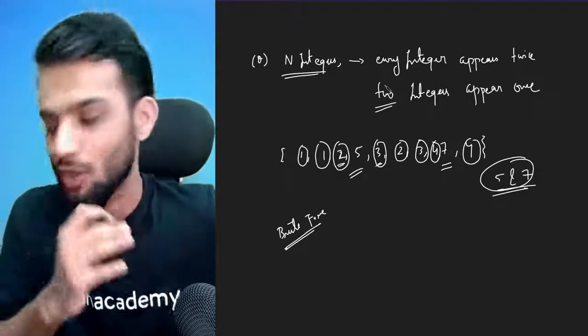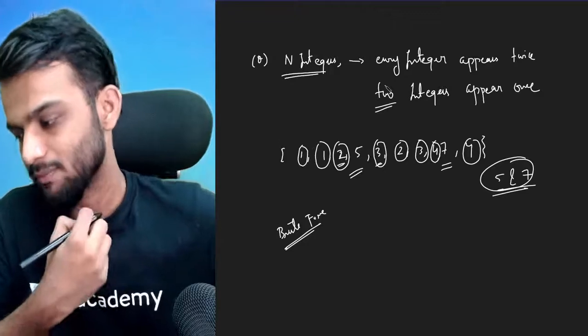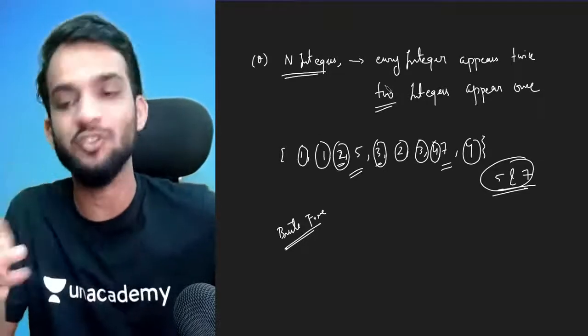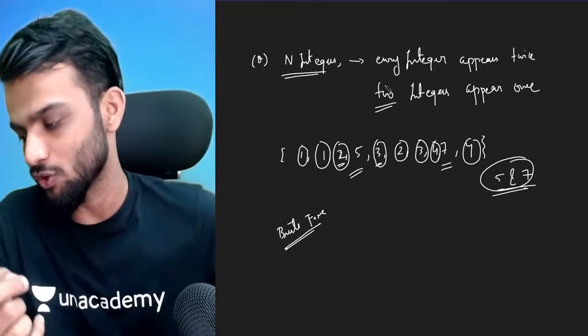So if you do a XOR, you'll never get them, right? XOR of the whole array will give you the XOR of the two elements, not the two elements themselves. Okay, what is the brute force?